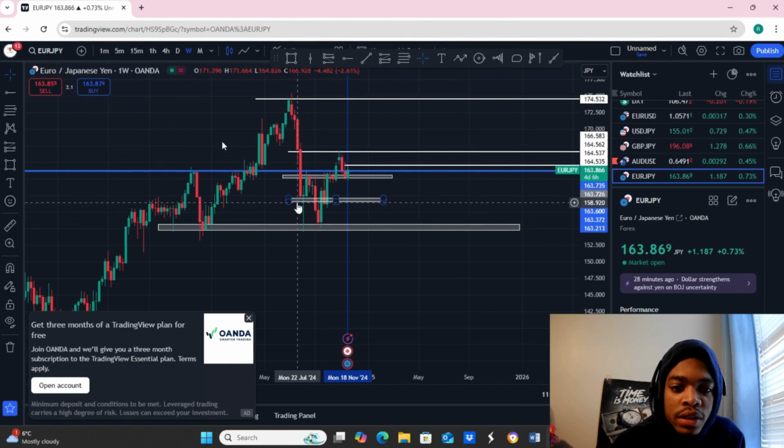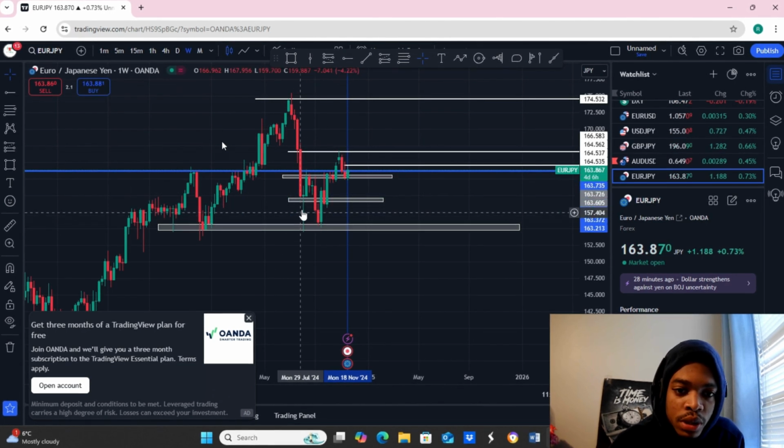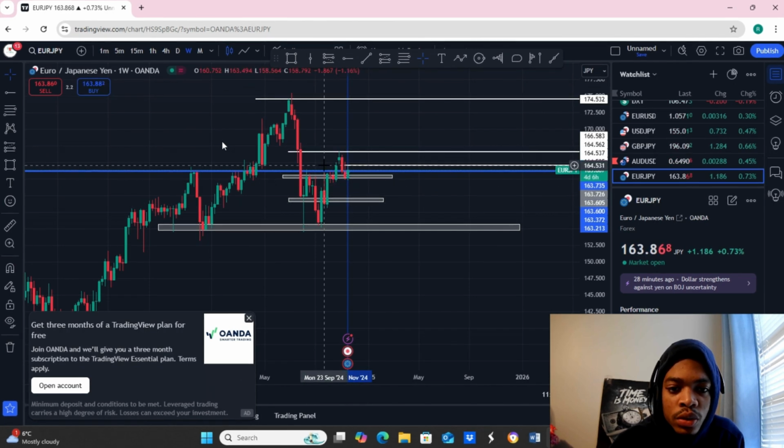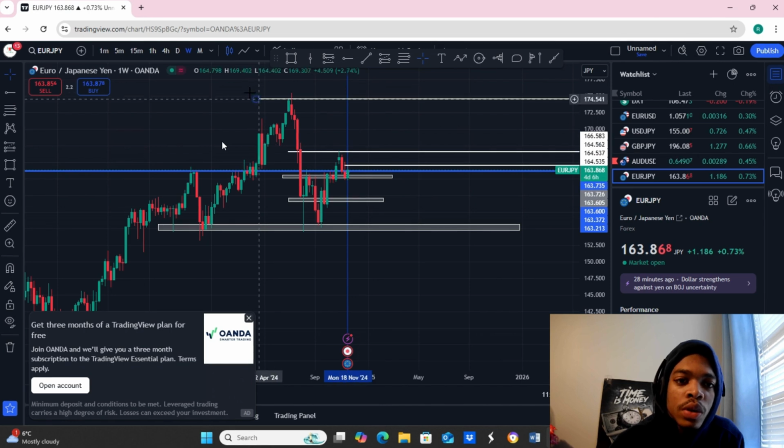We invalidated these structures, showing that price has shifted from an intraday bearish perspective to now heading to the upside. So we break this level, we retest, and now we are looking to take a buying opportunity to the upside. So that was the idea behind this trade.